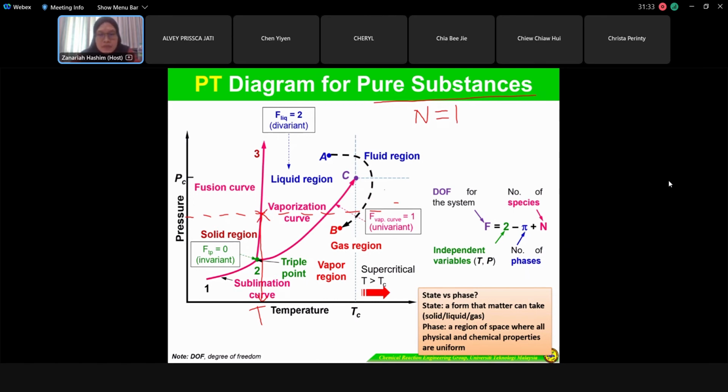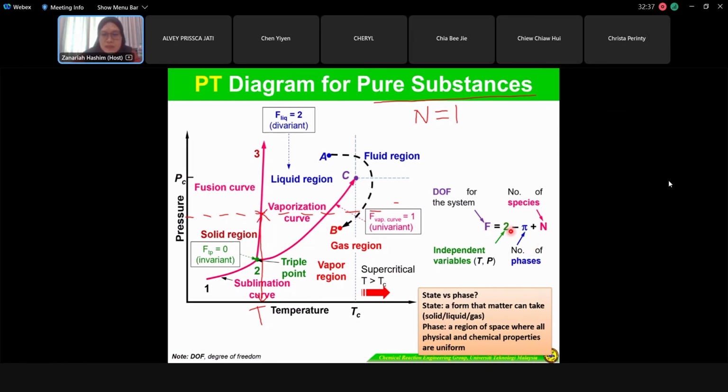If the pressure and the temperature are somewhere in the solid region, the liquid region, or the gas or vapor region, meaning it doesn't fall on the line, then you will have one phase only. But if the pressure and the temperature fall on the line, whether the fusion curve, the vaporization curve, or the sublimation curve, then you have two phases coexisting, so pi becomes 2. Another condition is when P and T fall exactly on the triple point, this green point here. In this case, you will have 3 phases, so pi equals 3.